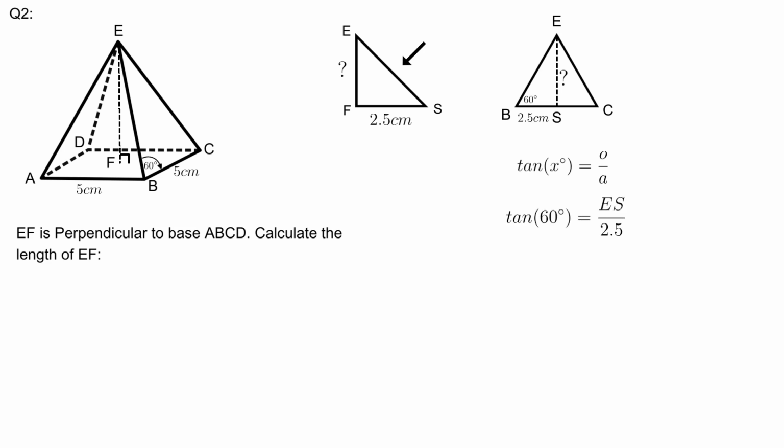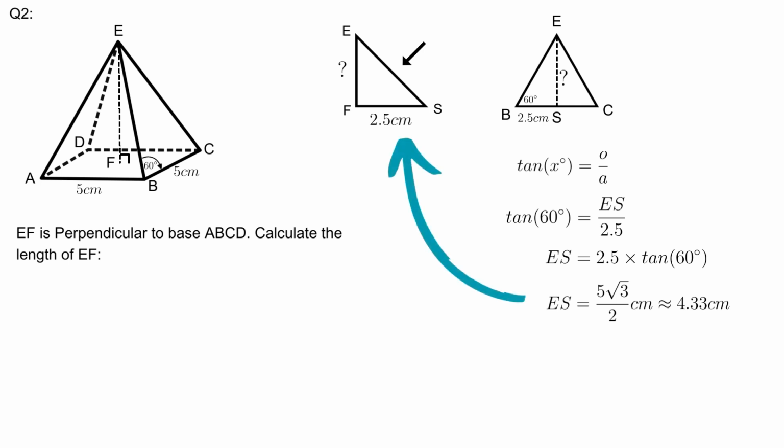To isolate ES, we need to times both sides by 2.5 to get rid of the denominator. If you type 2.5 multiplied by tan 60 into your calculator, you'll get 5 square root 3 over 2 centimeters, which rounds off to 4.33 centimeters. We are going to use 5 square root 3 over 2 in our following calculations to make our answer more accurate.